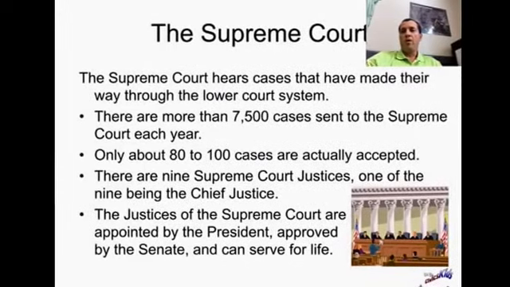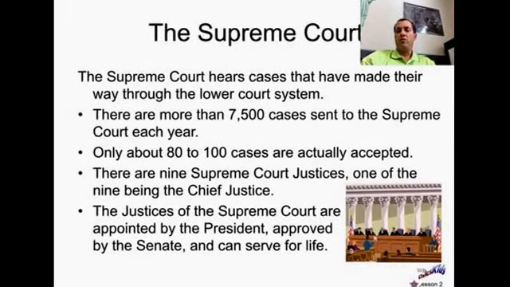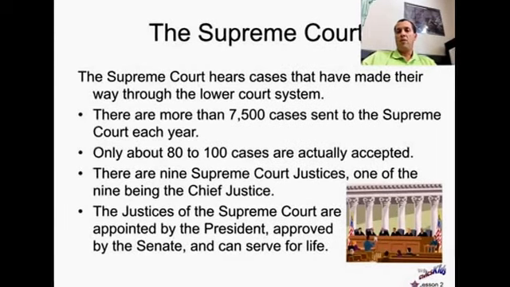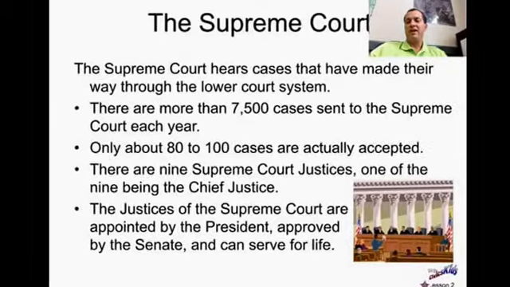The Supreme Court hears cases that have made their way through the lower court system. Over time, they make their way up. Eventually, they can be heard by the Supreme Court. There are more than 7,500 cases sent to the Supreme Court each year, and they only hear about 80 to 90. There are 9 Supreme Court justices, one of the 9 being the Chief Justice. The justices of the Supreme Court are appointed by the President, approved by the Senate, and can serve for life.